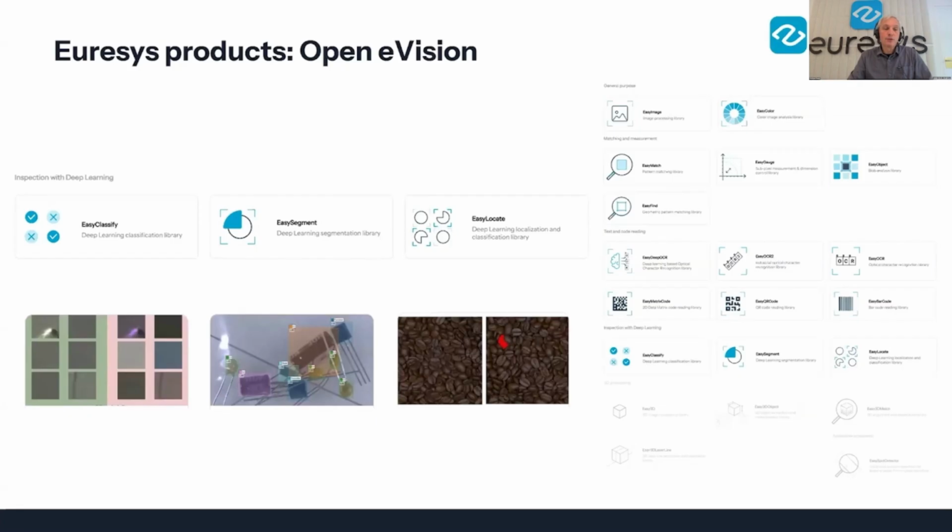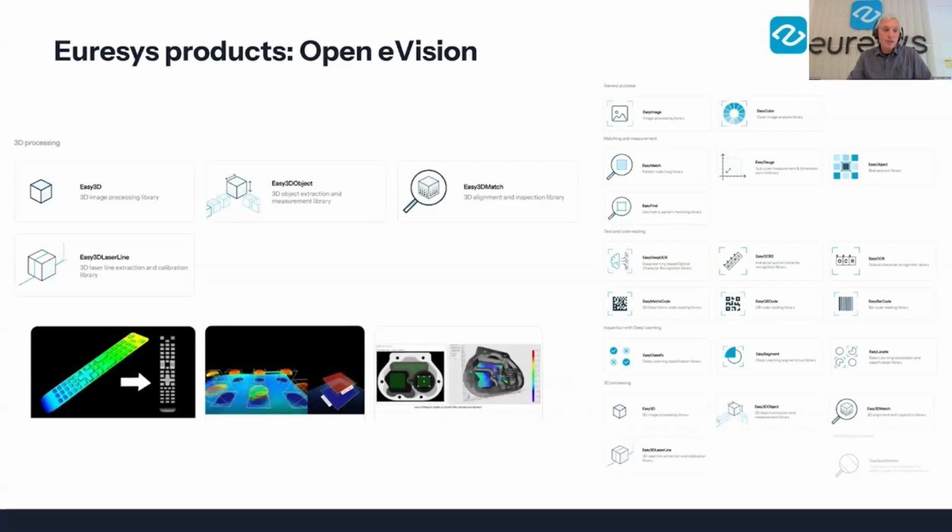In the deep learning group, we have everything you need to do some classification, segmentation, and localization of objects in images. And these libraries use neural networks to perform the inference. And we also offer tools for training.